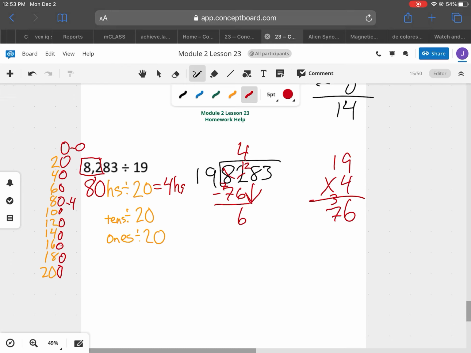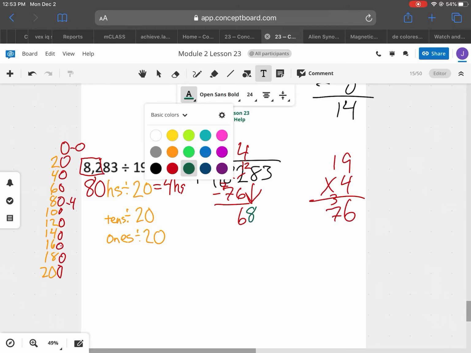Now I'm going to bring down the 8. The 8 tens now, or now it's 68 tens. So I'm going to compare the 68 and compare that 68.